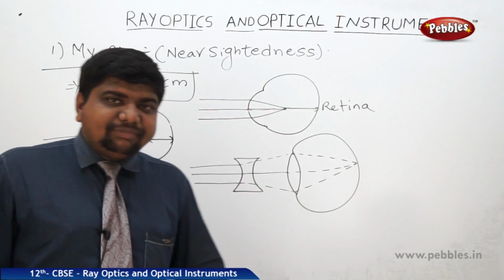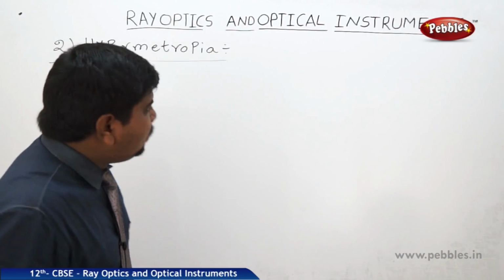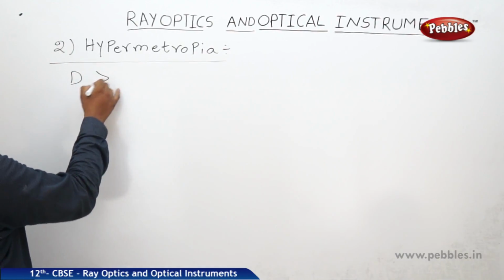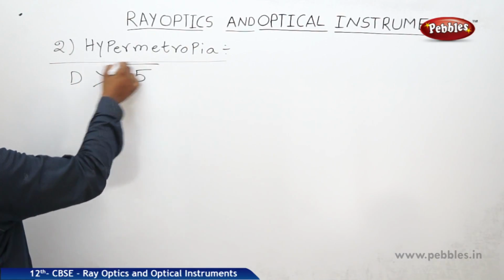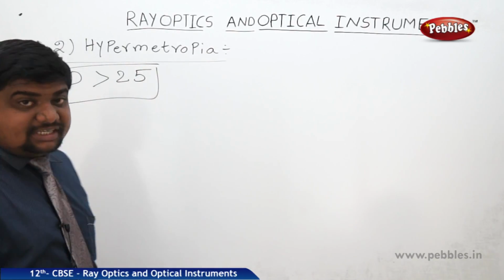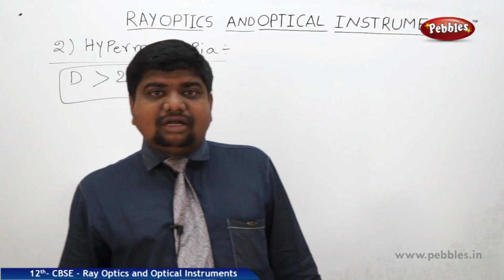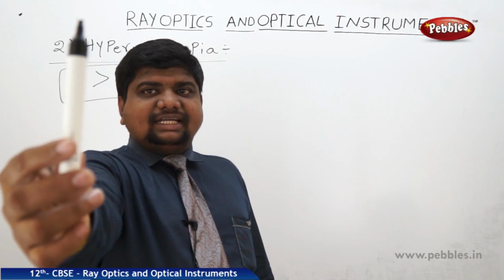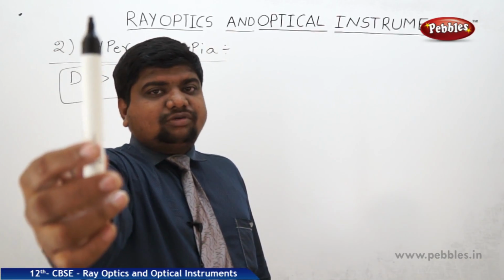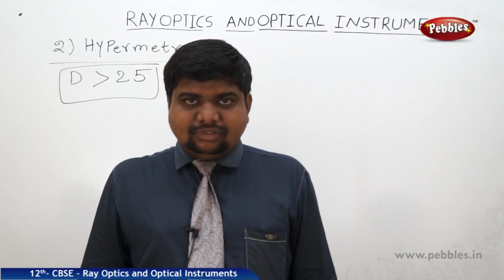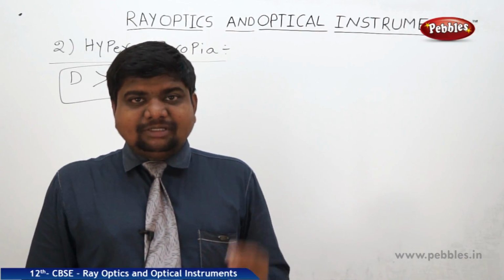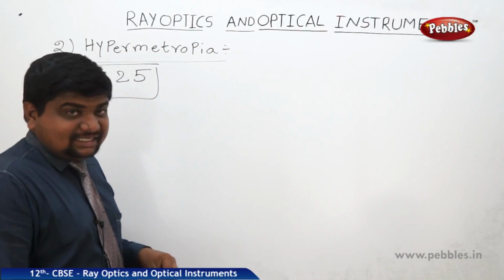Next one is hypermetropia. So what is hypermetropia? Some persons may be able to see the object only beyond the least distance of distinct vision, which means they can identify the object when it is at a large distance, more than 25 centimeters. If the object is very close to them, they may not be able to identify it. So this sight is called farsightedness.